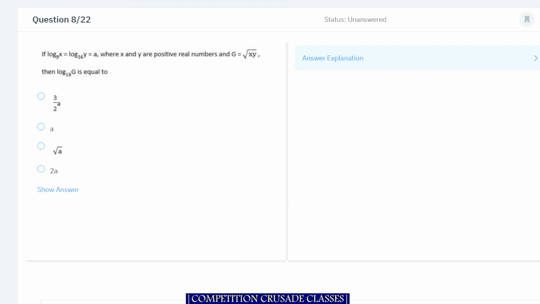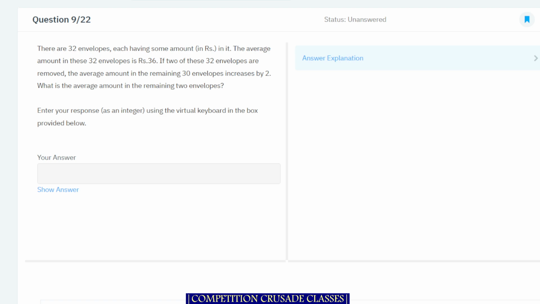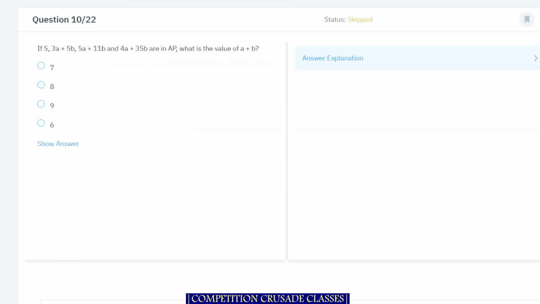Okay, where is it? Envelopes, 1 rupees... okay, arithmetic, I'm not gonna do it. Okay, if 5 and this are in AP, what is the value of a plus b? Okay, let's do this one. Looks like a sitter, looks like an easy one. What you're supposed to do is make sense of the property that says the common difference is the same across an arithmetic progression series. So the difference 5a plus 11b minus 3a minus 5b has to be equal to 4a plus 35b.